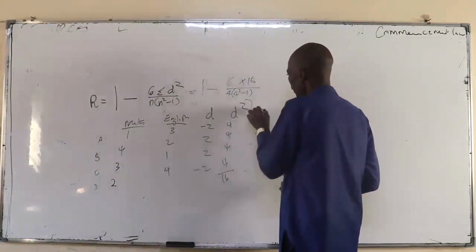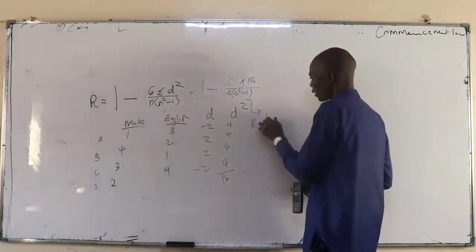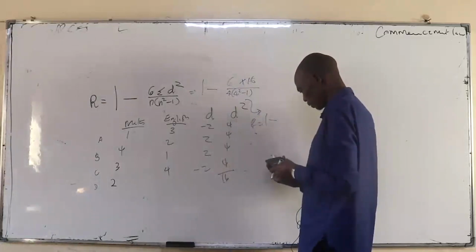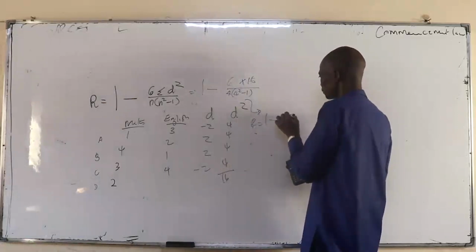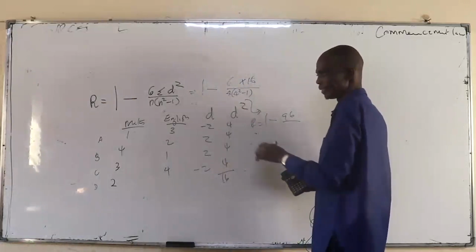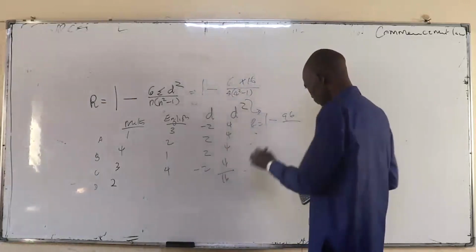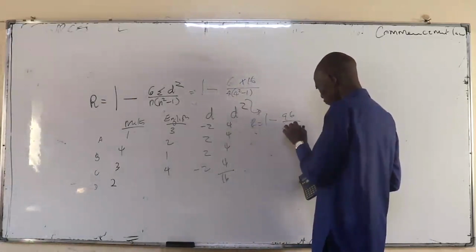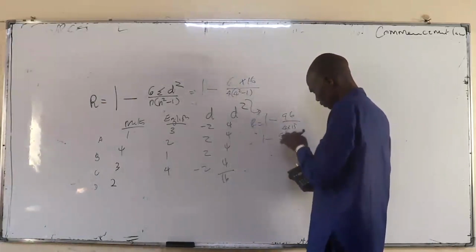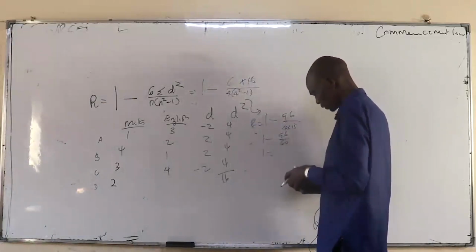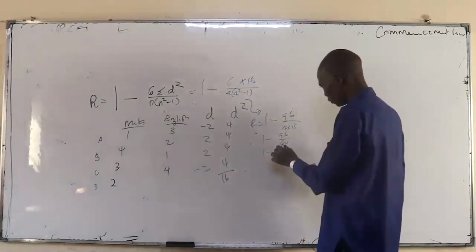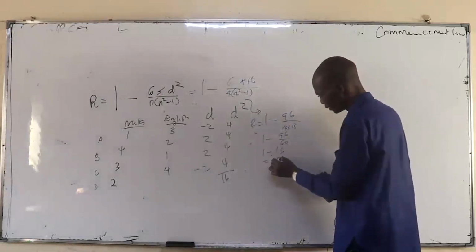So this translates to R being 1 minus 6 times 16. So 6 times 16 gives you 96, over 4 squared, which is 16. 16 minus 1 is 15. So 4 times 15 is 60. So it is 1 minus 96 over 60, which is 96 divided by 60. That gives you 1.6, so it is negative 0.6.